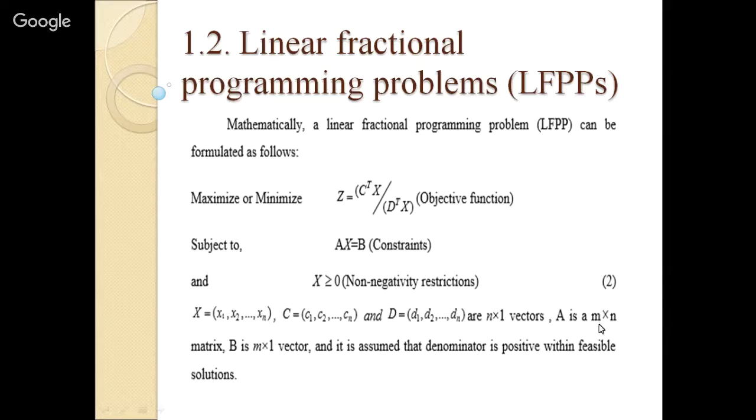A is the coefficient matrix. X is the variable matrix. B is the requirement matrix. C is the cost matrix in the numerator. D is the cost matrix in the denominator. And it is assumed that the denominator is positive within the feasible region. That is, if you plot this region, the denominator part of the objective function must be positive. So this is the general format of linear fractional programming.